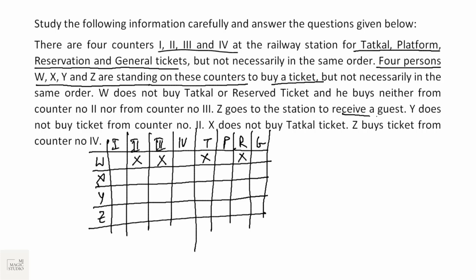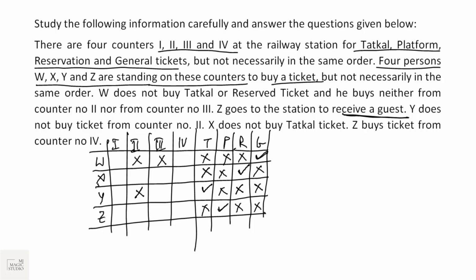Z goes to the station to receive a guest. Obviously then Z must have bought a platform ticket. So we put a cross here. Now you can see that we have one box empty in general tickets. That means W has purchased a general ticket. Y does not buy a ticket from counter 2, cross. X does not buy Tatkal. That means here we are left with one, and automatically this grid is completed.